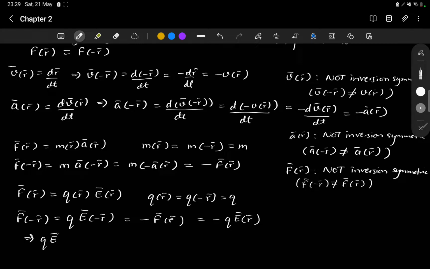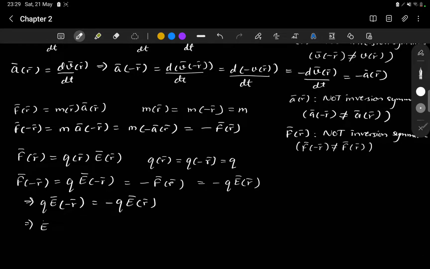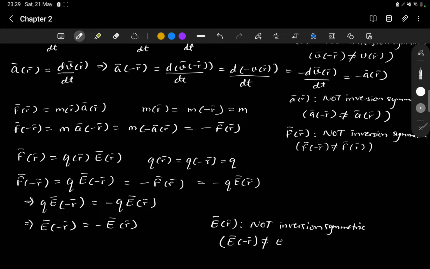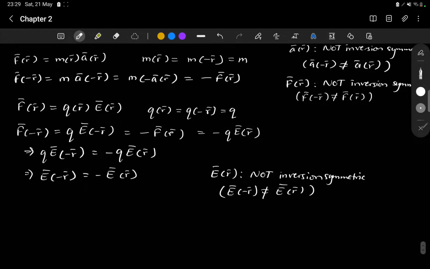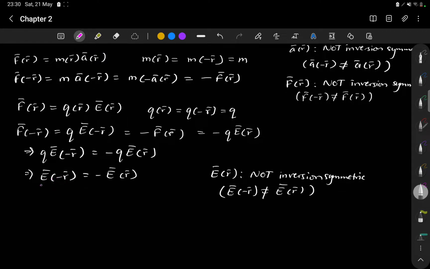So from here we have the following. This means that electric field at minus R is negative of electric field at R. So again, electric field is also not inversion symmetric, because electric field at minus R is not equal to electric field at R. It is the negative of the electric field at R. So we have this relation. This is an important relation. We will use this later on.